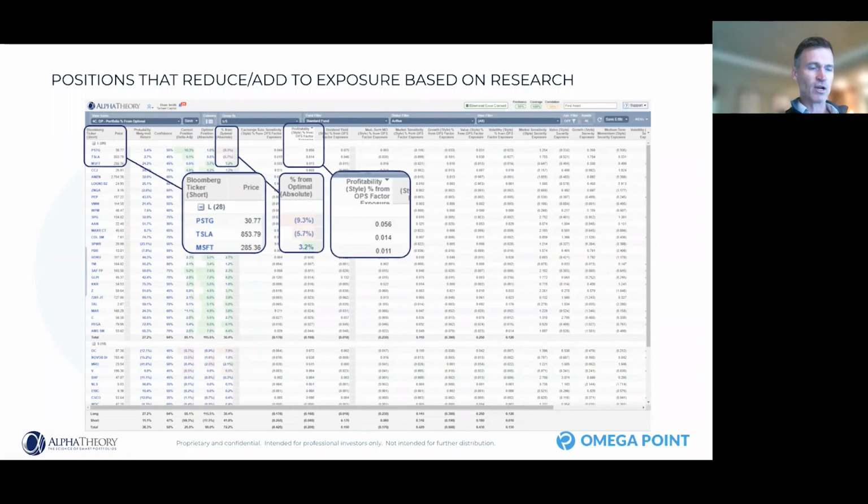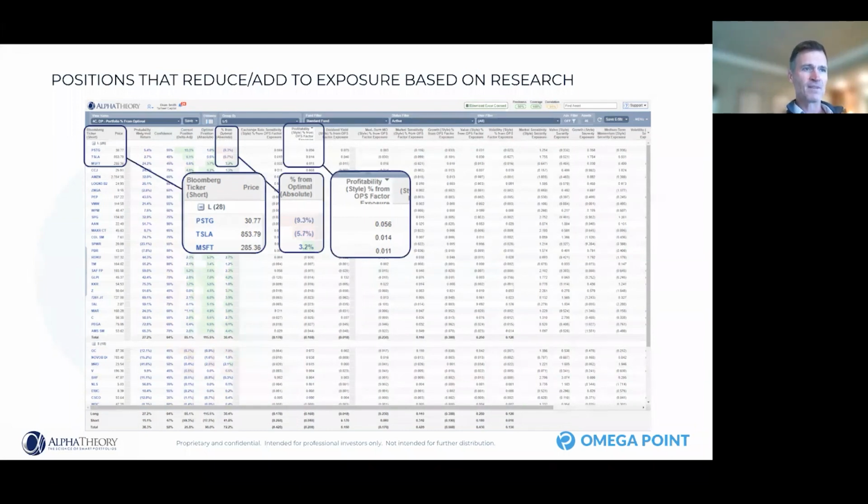And so in this example, we can see that if I make my PSTG trade, my Tesla trade, and my Microsoft trade, which is to trim 9% of PSTG, trim 5.7% of Tesla, and add to Microsoft, I would increase my profitability exposure by 5.6, 1.4, and 1.1, and really get me where I was negative 22% before to something closer to negative 12%. And this is a nice combination of where there may be risk exposures in the portfolio and research exposures in the portfolio, and you can kill two birds with one stone.